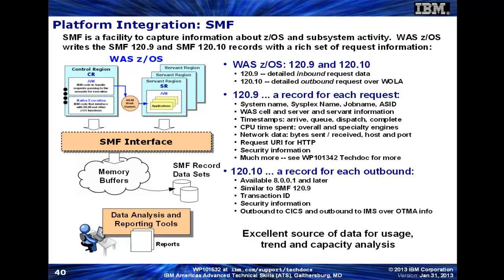WOLA, discussed a few charts earlier in this presentation, introduced the need for another SMF record for outbound calls from WAS z/OS. The SMF 120 Subtype 9 record captures information about inbound requests to WAS z/OS, and the SMF 120 Subtype 10 record captures information about outbound calls over WOLA. The 120 Subtype 10 record includes a correlator token, so SMF information for the outbound WOLA calls into CICS can be correlated with the CICS SMF Type 110 records that handled the request.